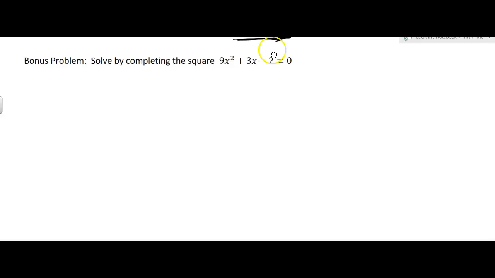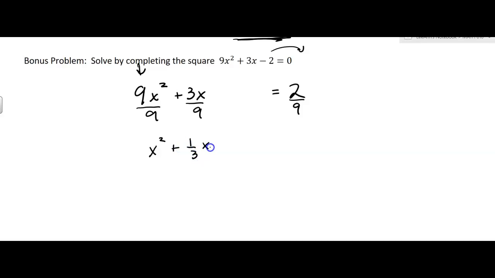Okay, so take the constant, put it on the other side. Okay, now I cannot have that 9 there. I talked about this in another video, how this needs to be a leading coefficient of 1. So what I have to do is I have to divide everything by 9. Both sides. Now, you could have divided by 9 before you moved the 2. That doesn't really matter. But now I have x squared plus 1/3 x equals 2/9.